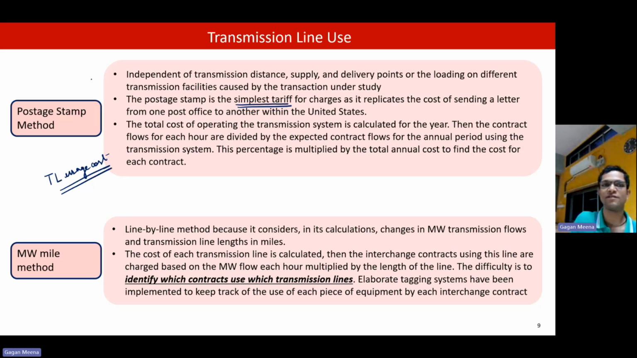In this method, there is no need to calculate transmission line flows. It is independent of transmission distance, supply and delivery points, or the loading on different transmission facilities caused by the transaction under study. This is how we calculate the cost. First, the total cost of operating the transmission system is calculated for the year. Then the contract flows for each hour are divided by the expected contract flows for the annual period using the transmission system. This way we get a percentage, which is multiplied by the total annual cost to find out the cost of each contract.